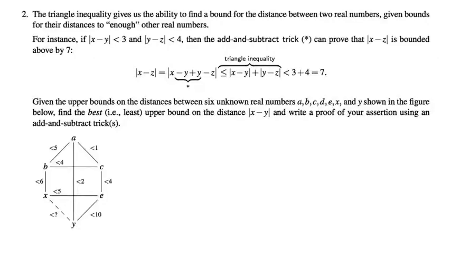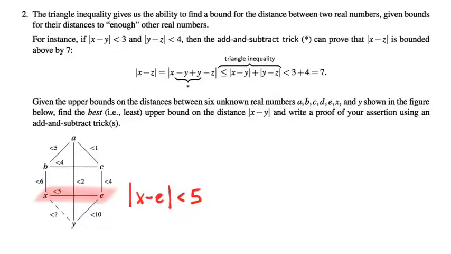So for example, we don't know the distance from x to y. In fact, that's kind of the point of this problem: you're going to find an upper bound for the distance between x and y. But we do know, for example, that the distance from x to e can be controlled. And when I say that, what I mean is that we know that the distance between x and e is less than 5. So that's what this little piece on the diagram means.